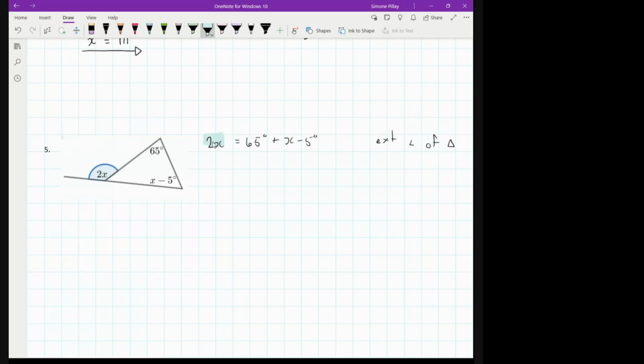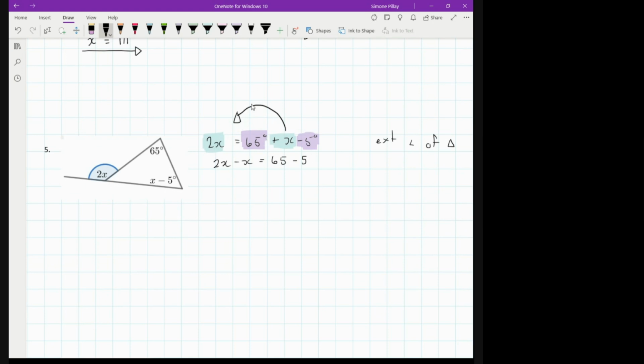Okay, so ma'am, it's going to be 2x minus x is equal to 65 minus 5. We don't have to move these, right? Because they're both on the same side. All we had to do was move x over. So we had to get our variables on one side, remember?